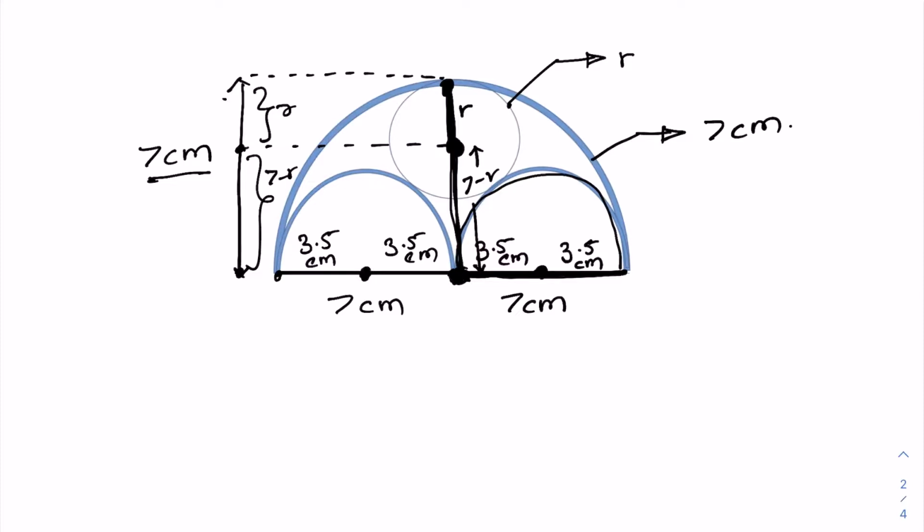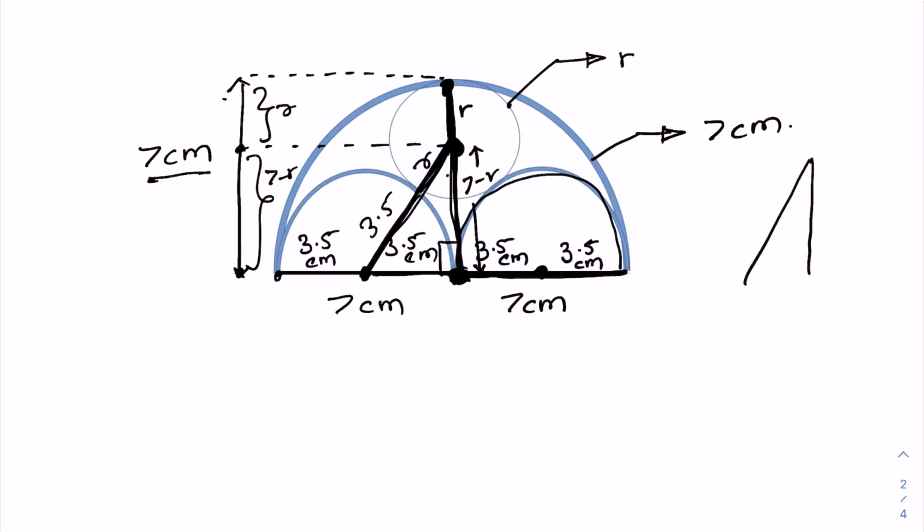Now let's join these two centers. When we join these two centers, what do we get? We get this distance, which is 3.5 centimeter, because it's a radius of a smaller semicircle, and this distance is r, and we know that this angle is going to be 90 degree. So if we just take up this triangle, all the dimensions of the three sides of a triangle, we know about them.